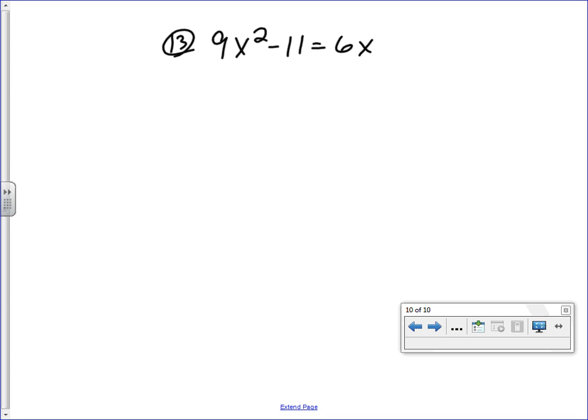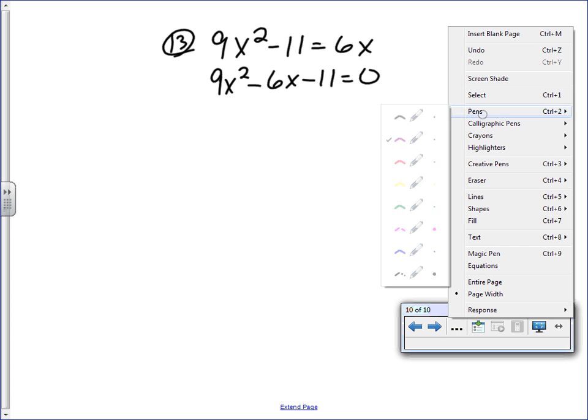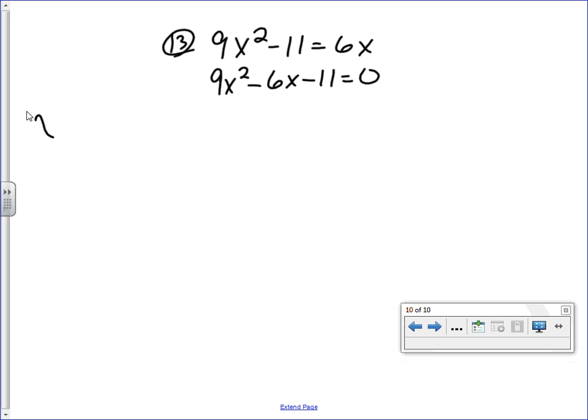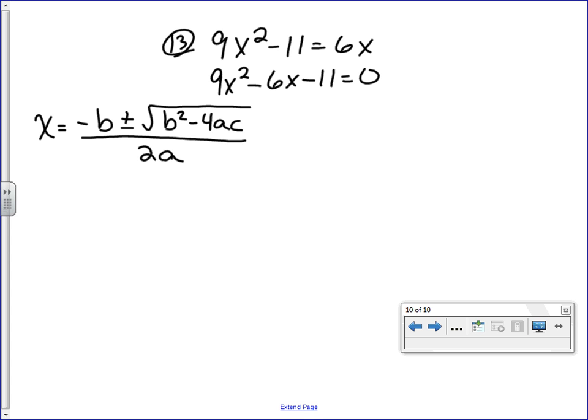All right, so number 13, I'm going to start off by getting this thing equal to 0 first. So all I've done is subtract the 6x. There it is. All right, now I'm going to go ahead and write down my quadratic formula. That's x equals negative b plus and minus square root of b squared minus 4ac. Divide that by 2a. That's the formula that we're using.